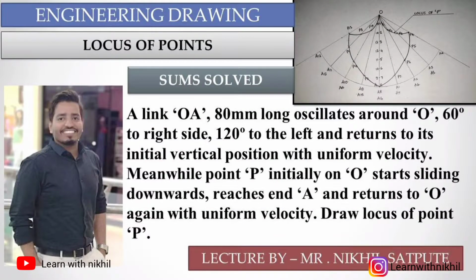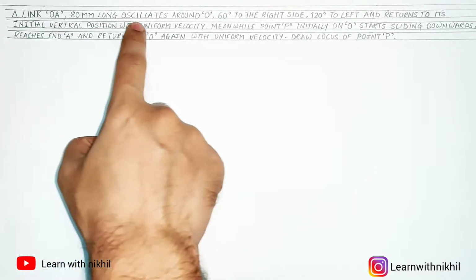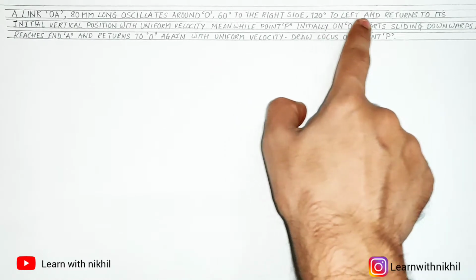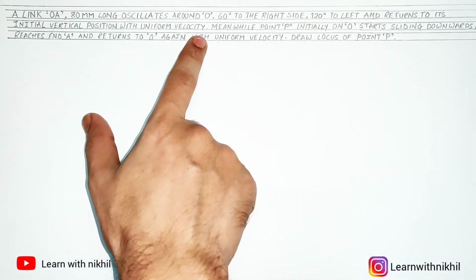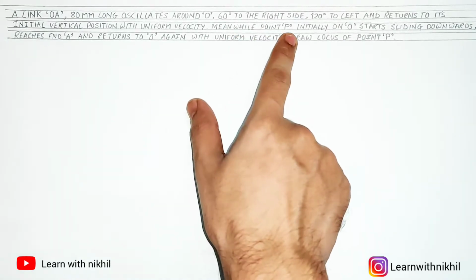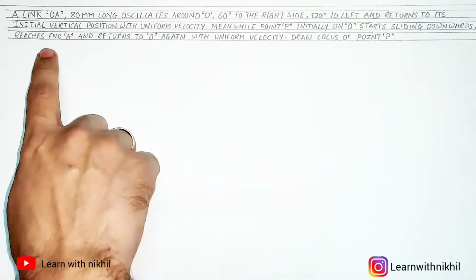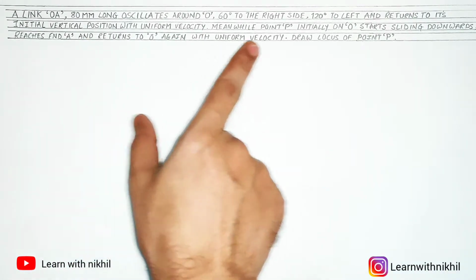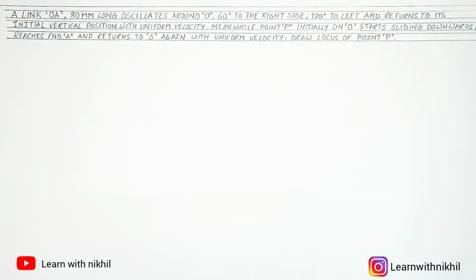So here we have taken a sum of locus of points where a link OA 80 mm long oscillates around O 60 degree to the right side and then 120 degree to the left and returns to its initial vertical position with uniform velocity. Meanwhile, point P initially on O starts sliding downwards, reaches end A and returns to O again with uniform velocity. Draw locus of point P.